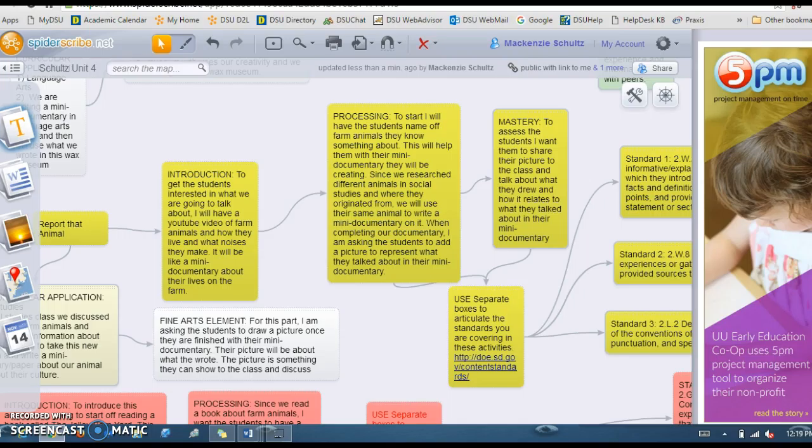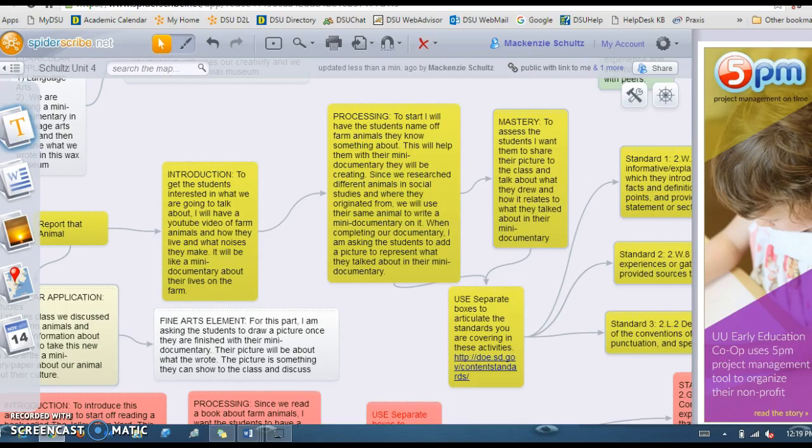So for processing, we're going to start by having the students name off some farm animals, different ones they know. This will help them with their mini documentary they'll be creating. Since we research different farm animals in social studies, they'll know those farm animals, they'll know where they originated from. So they're going to pick the same one they picked for social studies and use that in their language arts documentary. They'll basically just be talking about where the animal originated from, what they do, basically give an overview of what the animal does.